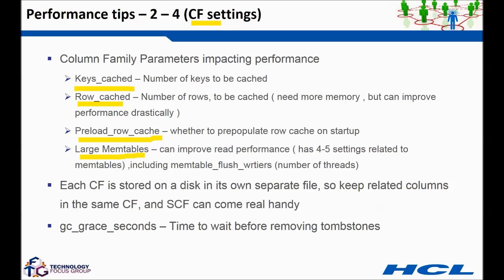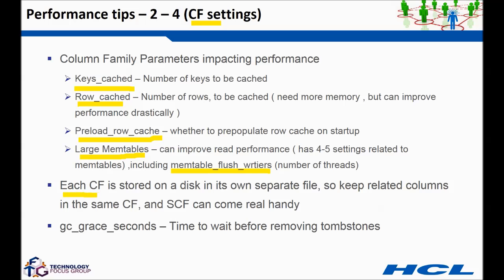Mem tables, the bigger the mem tables, definitely you will get better performance during read. Okay, so there are a few settings in Cassandra which directly are related to mem tables. For example, how many threads you want for writing into mem tables. So you can tune these settings, but as a general principle, the larger the mem tables, the better read performance you will get. Of course, heap and all those things will come into play, but as a generic guideline, you can take it as larger the mem tables, the better read performance.